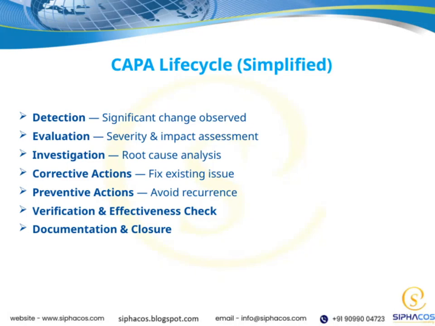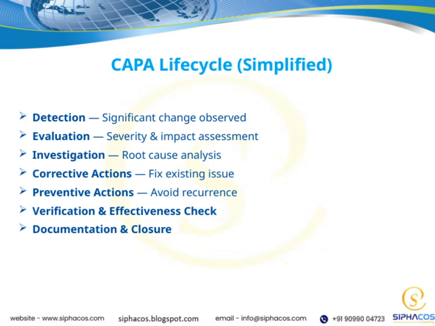Now, let's take a closer look at the CAPA lifecycle, which is a simplified but essential process in managing quality issues. It all starts with detection. That's when we observe a significant change or problem that needs our attention. Once we detect an issue, the next step is evaluation. Here, we assess the severity and impact of the problem to understand how critical it is and what areas are affected. Following evaluation, we move into investigation, where we perform a root cause analysis. This step is crucial because identifying the underlying cause helps us prevent similar problems in the future.